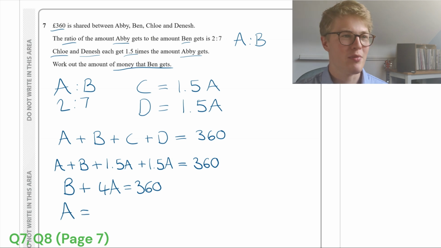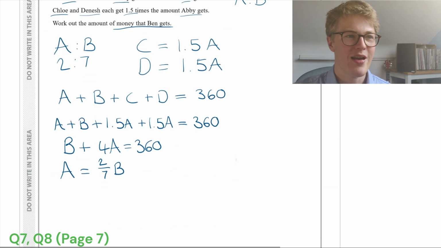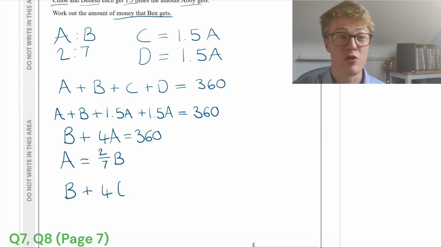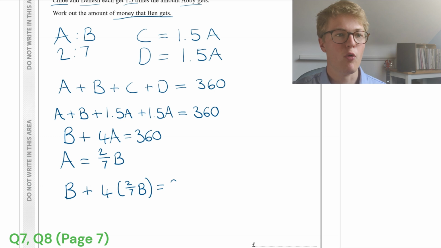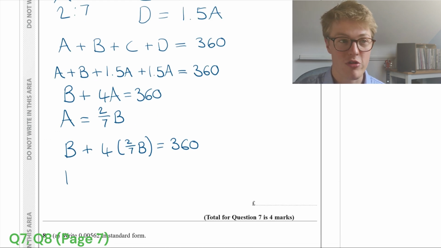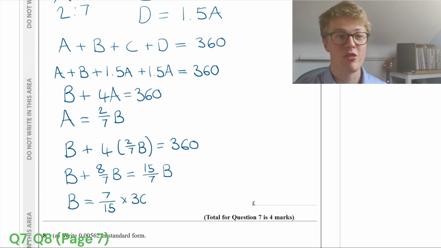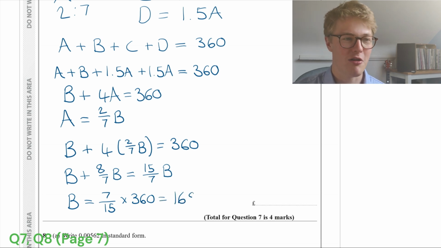So we simplify this and we get B plus 4A equals 360, and then we rearrange to get A equals 2/7 of B. So we substitute our value for A into our equation that we just found, and we end up with B plus 4 times 2/7 B equals 360. When we simplify the left-hand side, we end up with 15/7 B, which means we can rearrange to solve for B. This is B equals 7/15 of 360, and that is 168, which is our answer.